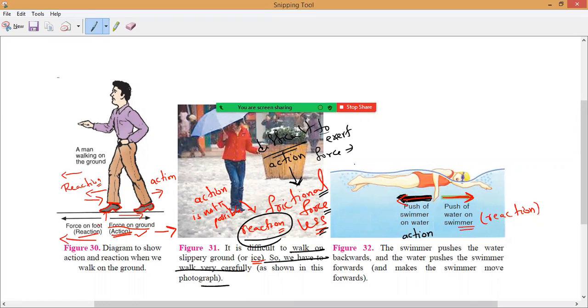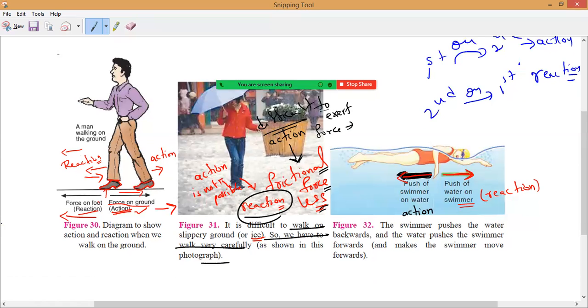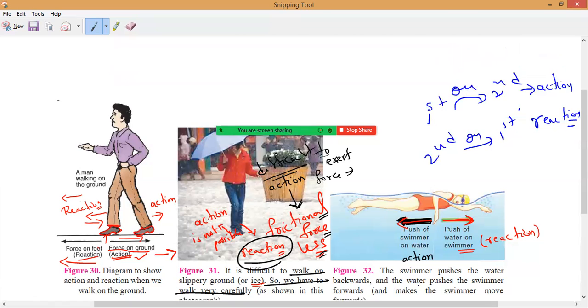It is based upon the force exerted by the first body on the second body. The force of the first body on the second body we call action, and the force of the second body on the first body we call reaction. That is what you have to remember. It may act upward or downward, forward or backward, it doesn't matter. So this is the first illustration of Newton's third law of motion, when we are walking normally, walking on slippery ground or ice, or swimming. Is it okay, guys? Do you understand?